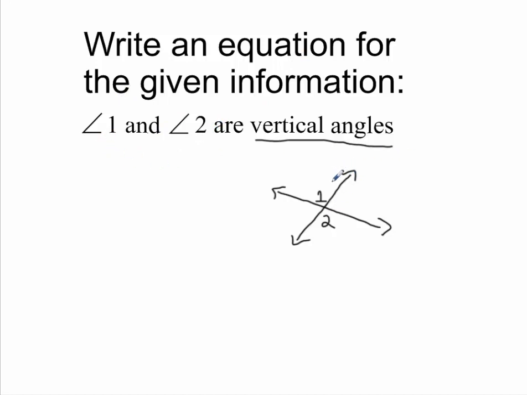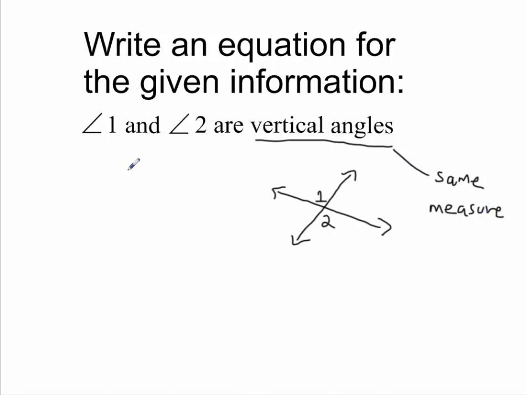If you want an equation, we're talking about equal. Something is equal to something. So we have to know something about these two measures. What is the relationship between angle 1 and angle 2? The other thing you have to note is that vertical angles will have the same measure. Okay, so vertical angles have the same measure. This is key to writing your equation.